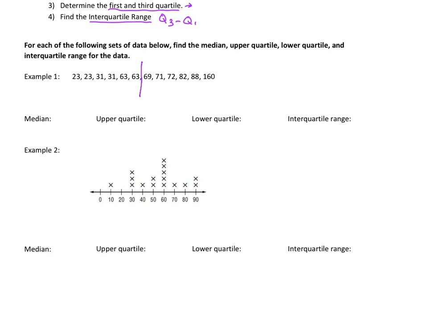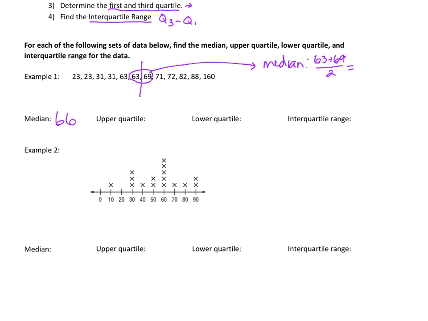Now, when your median doesn't fall on an exact number, my median falls between 63 and 69. So to find the median, we average the 2 numbers that are in the middle. So I'm going to do 63 plus 69 and then divide it by 2. So my median is going to be 66.